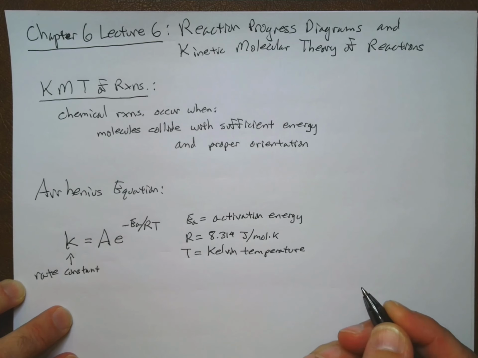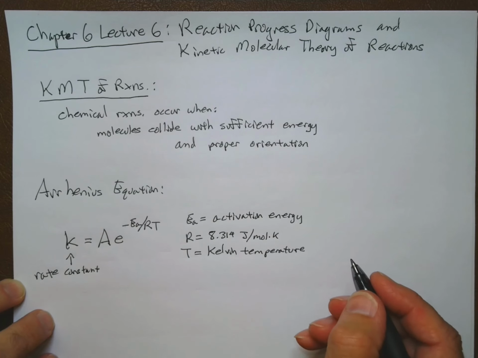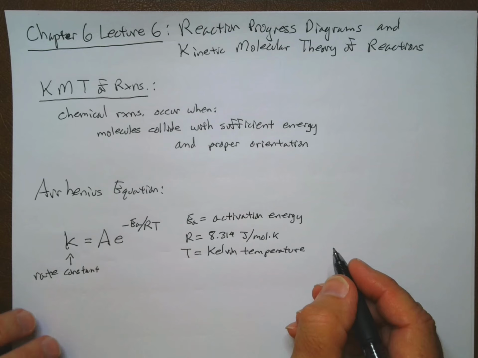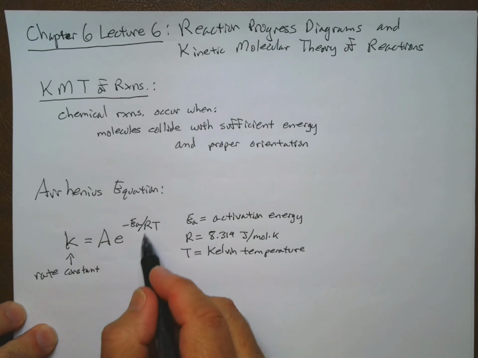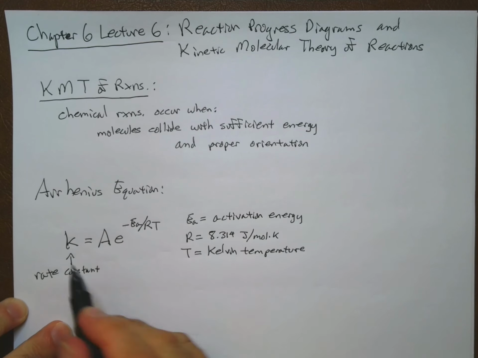That looks interesting. That's kind of the same general format that we saw for Keq, which was e to the minus delta G over RT. You actually see this kind of equation pop up a lot in nature. This is one of my favorite equations. I don't know exactly why. I just like it. Anyway, what are the parts here?